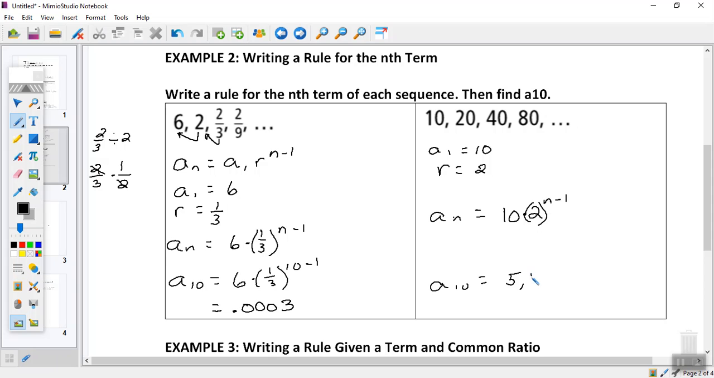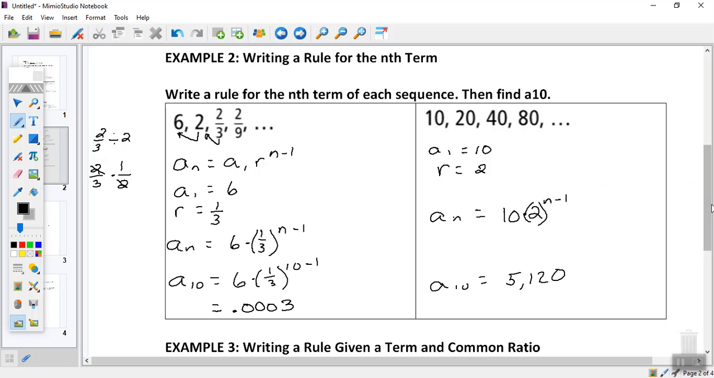5,120? Yeah. Somebody give me a show of hands, some confirmation on that. 10th term, 5,120? Okay, all agree with that? Okay. You got the formula kind of memorized already? Nth term equals the first term times the common ratio to the n minus 1 power.